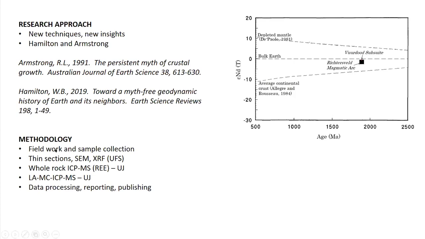So my methodology was, I just went to the field and collected samples. I made 10 sections. The thin section results are not finished, but I have XRF results. These were done at our department at Free State University. The ICP-MS analysis for rare earth elements will be done at the University of Johannesburg. And then the laser ablation analysis for age and isotope data will also be done at the University of Johannesburg. Those have not been done yet. And then just simple data processing, reporting, and hopefully publishing.